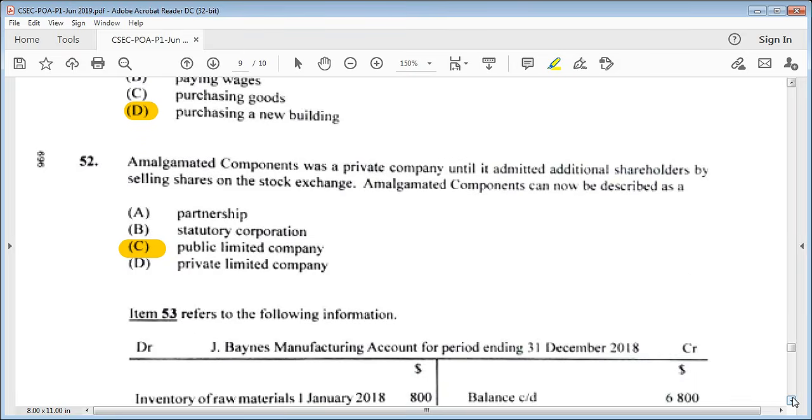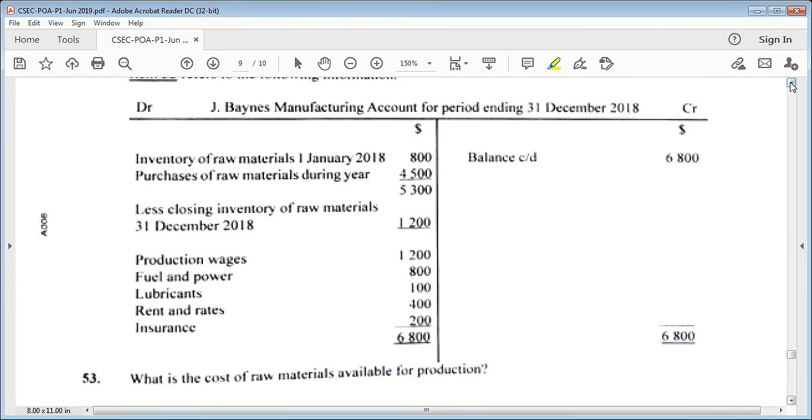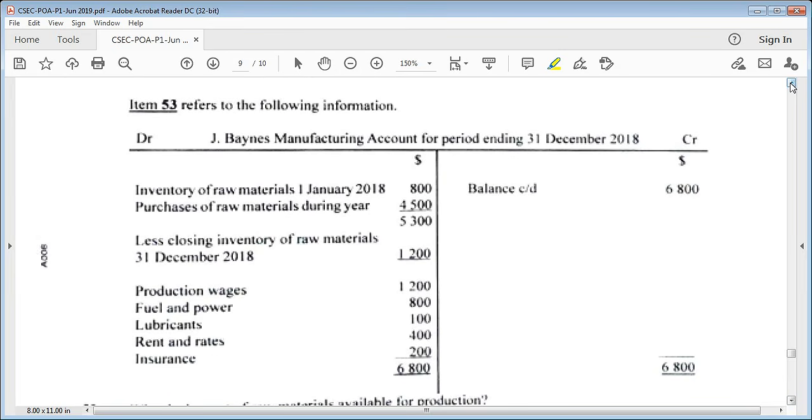53 now. Item 53 refers to the following. So here we have a manufacturing account. Debit, the manufacturing account, J. Baines, manufacturing account for period ending 31st of December 2018. On our debit side, we have inventory of raw materials, 1st of January 2018, $1,800. Purchase of raw materials during the year, $4,500. And we have in total $5,300. Less closing inventory of raw materials, at 31st of December 2018, $1,200.